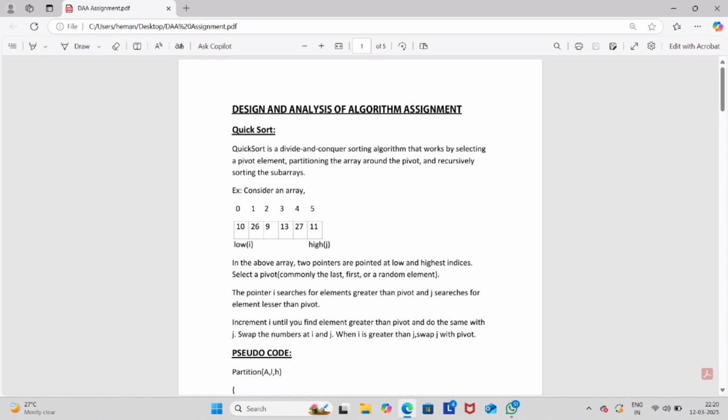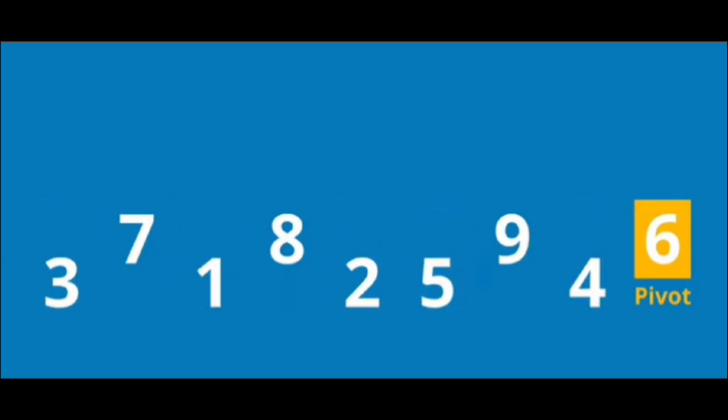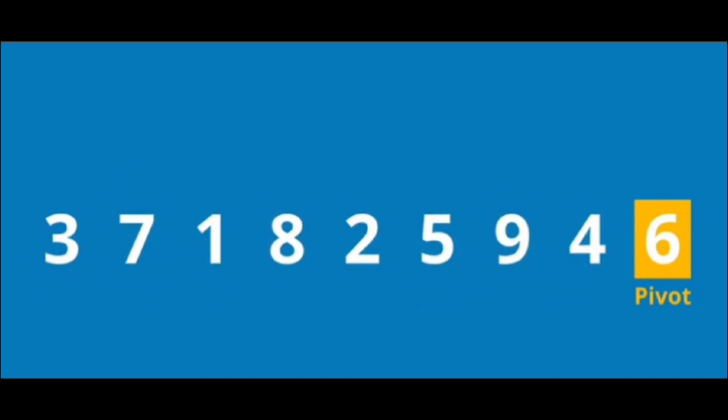Consider the given array. In the above array, two pointers are pointed at the lowest and highest index of the array. Select a pivot, which is commonly the last, first, or a random element. The pointer i searches for the elements greater than the pivot and j searches for the element lesser than the pivot. Increment i until you find an element greater than the pivot and do the same with j.